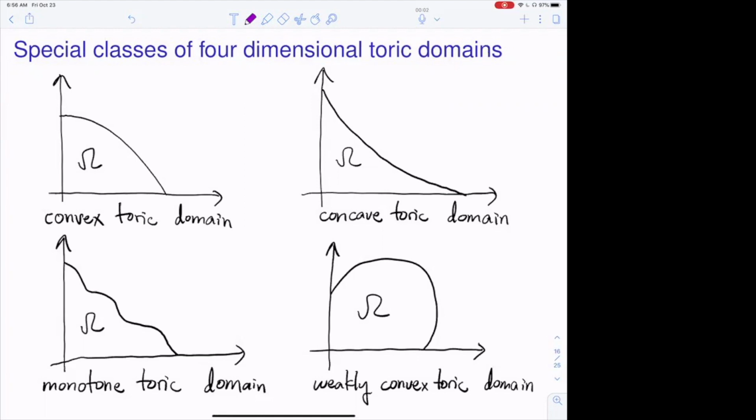My apologies. My paper with Jean Gutt and Vinicius Ramos explains this in detail if you want to see what's actually going on. A concave toric domain looks like this. So it's where the positive quadrant minus omega is convex. A monotone toric domain is one where omega is below the graph of some function which is monotone decreasing. And a weakly convex toric domain is one like this, where omega is convex, but it's allowed to sort of bend over. So the boundary curve is no longer graphical.